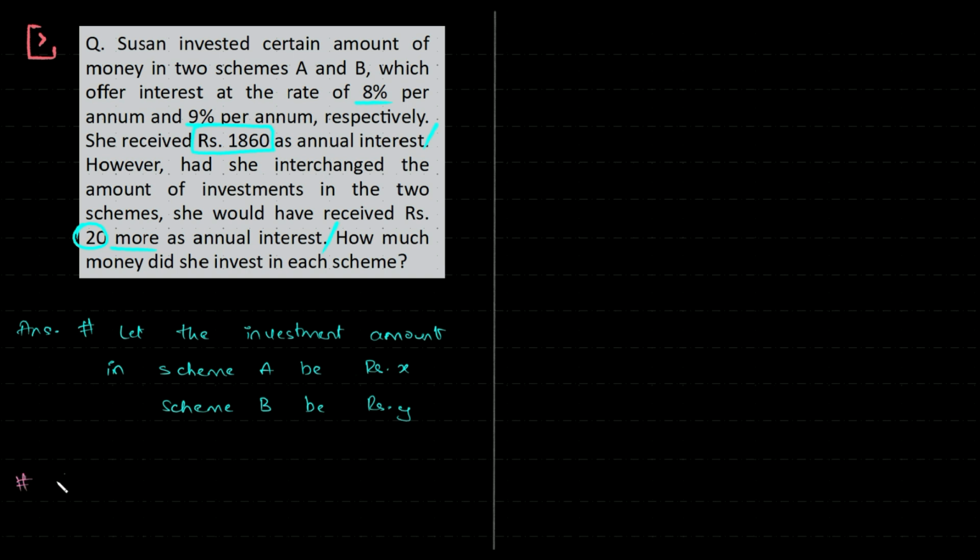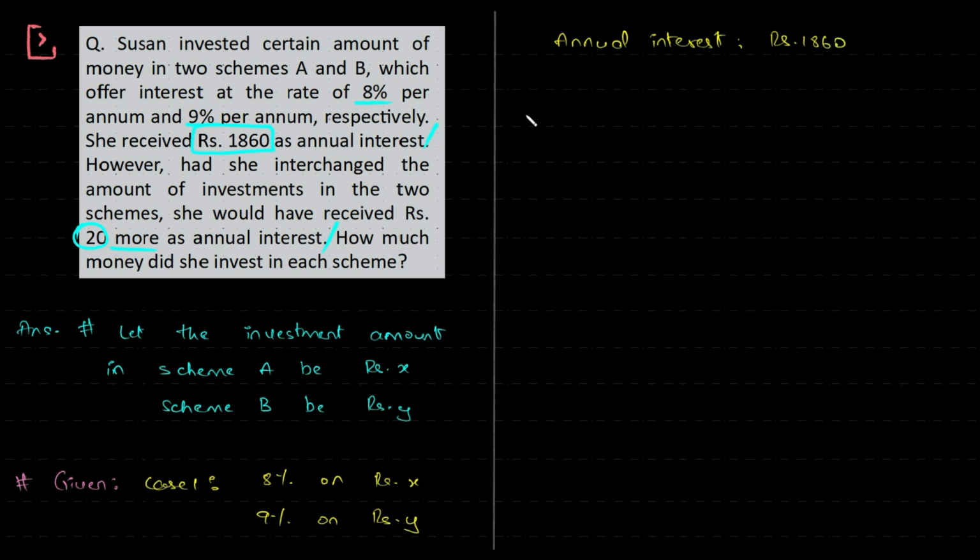So what is the given part? There are two cases. So we have been given two things. One is the interest is 8% over there and 9% over there. So we have 8% interest on rupees X, right? And 9% on rupees Y is what she gets. And the annual interest is what, guys? Rupees 1860.